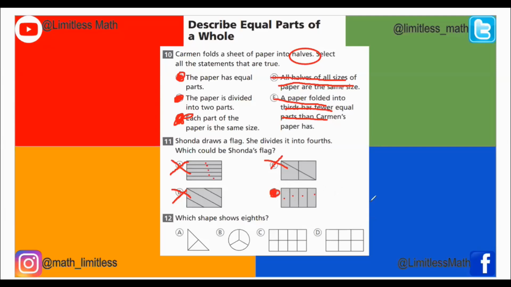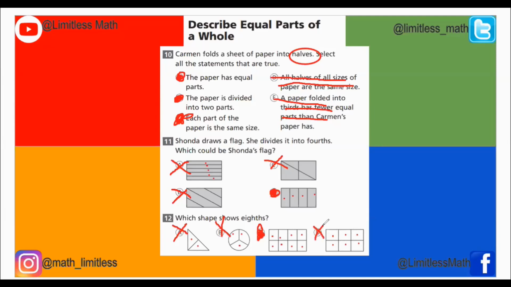Our last question, question 12, which shape shows eighths? A has 1, 2 equal parts, that's halves, that doesn't work. B shows 1, 2, 3 equal parts, that's thirds. C has 1, 2, 3, 4, 5, 6, 7, 8 equal parts, so C is the answer. But let's just make sure we know why D isn't. 1, 2, 3, 4, 5, 6 is 6, that's not eighths.